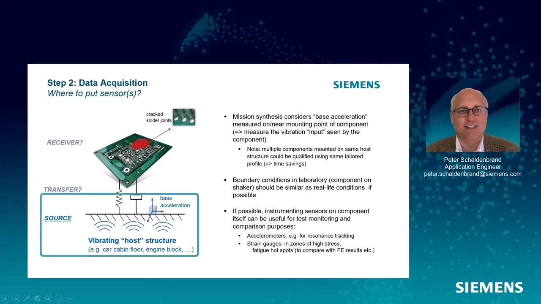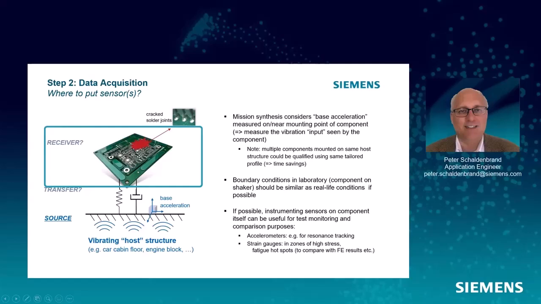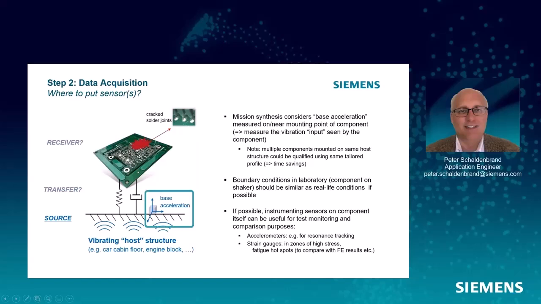Now, what we really need to design this test is the input into the structure, because that's what we're going to design. This is a PCB. This PCB is mounted in some black box. We're going to put that in a system, and when we test it, it's going to be put on a shaker. So mission synthesis is a base excitation. We need to have the energy going into the structure, and that energy is acceleration, because that's what we're going to control on the shaker. We're going to control accelerometers.